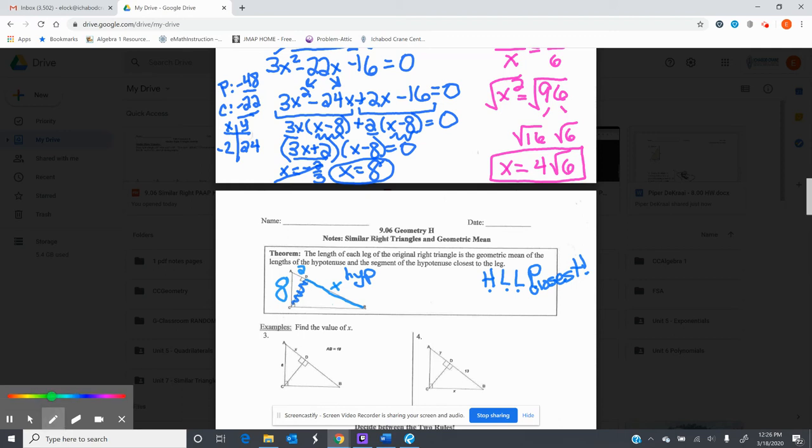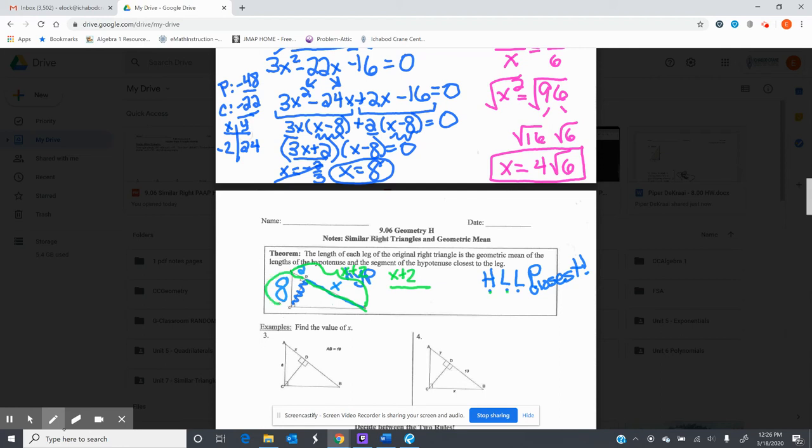So we need to decide that the whole hypotenuse here, remember, is a measure of x plus 2. So remember, we're adding these together. We're trying to find the whole hypotenuse, because again, the rule goes HLLP. So the whole hypotenuse measure for us is going to be x plus 2.